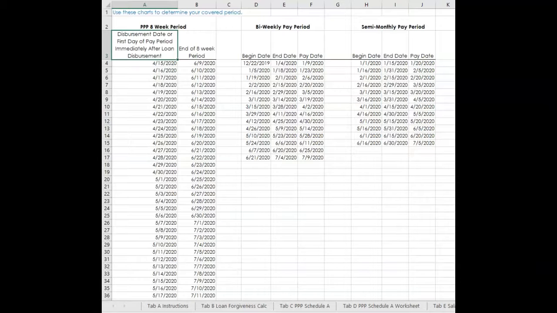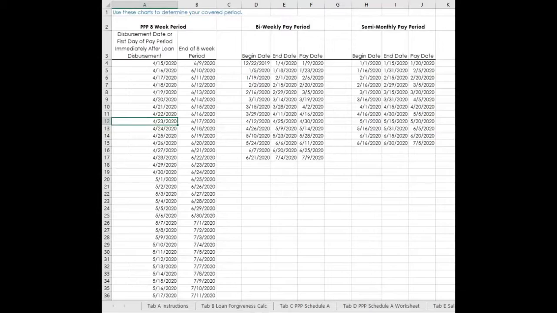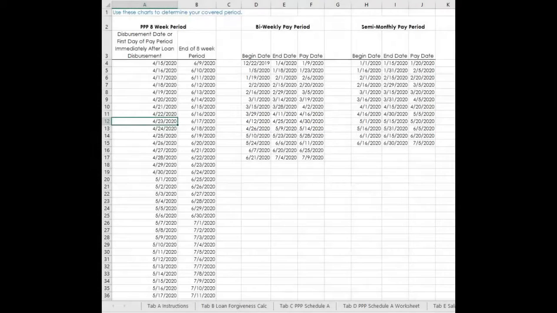Here's an example. ABC Company received their PPP loan proceeds on April 23rd. It processes payroll biweekly, so its next payroll processing won't be paid until April 30th. Instead of potentially losing out on 7 days, ABC Company can make the first day of its covered period April 26th, which is the first day of its next payroll run. This way, ABC can run payroll reports for April 26th through June 20th to simplify these calculations.